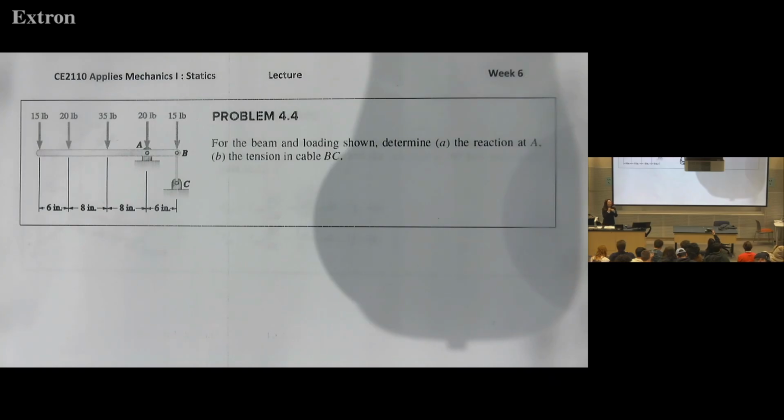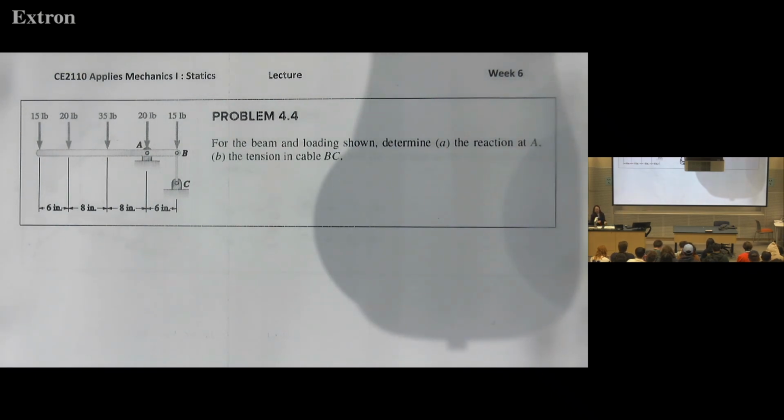We have 2 problems today. First one is 2D equilibrium equation, and then second one is 3D equilibrium equation, very important. And I don't have determinacy stability problems because I use only determinate problems for statics. Problem 4.4: for the beam and loading shown, determine the reaction at A and the tension in cable BC.